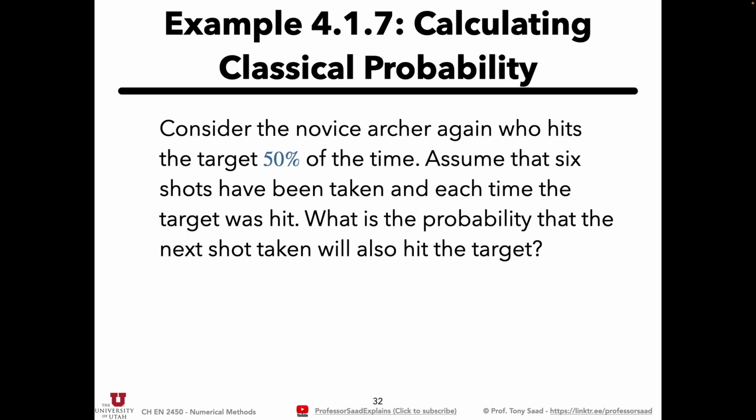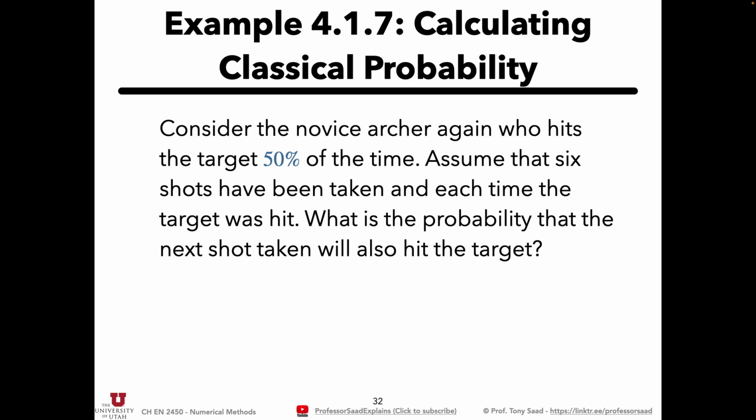Okay, so this is interesting. Now consider the same archer again who hits the target 50% of the time. So still, at any time, he's holding the bow to shoot the thing. Okay, the spear. What do you call it? The arrow. The arrow. Sometimes words just get out of my head up here. So.